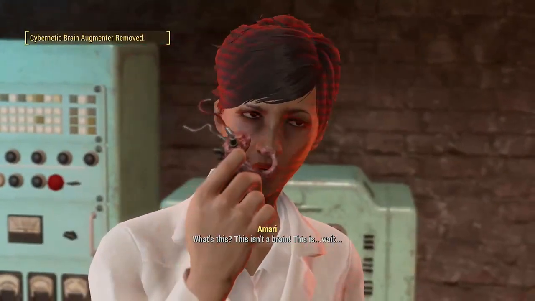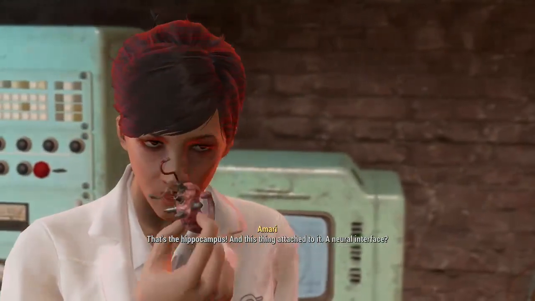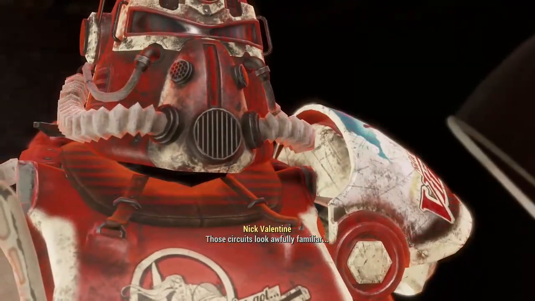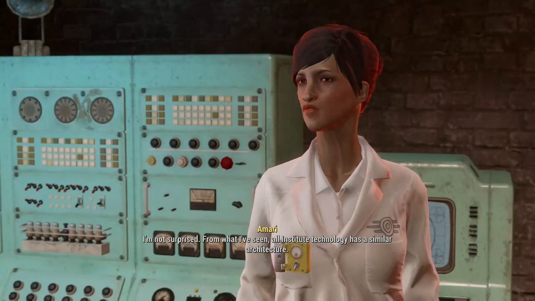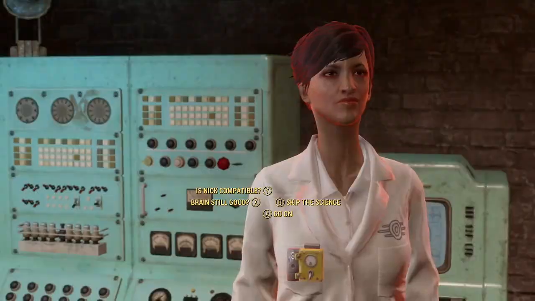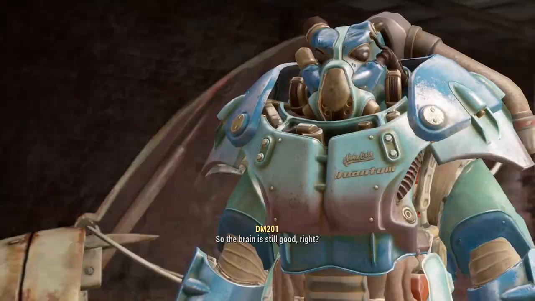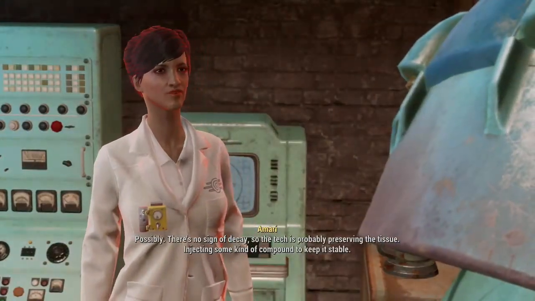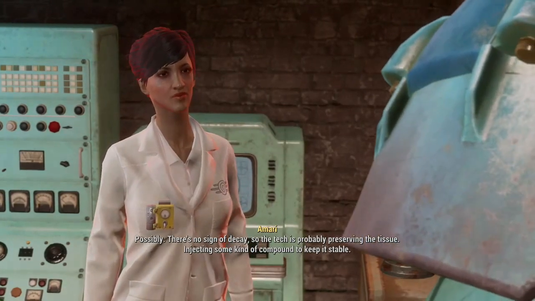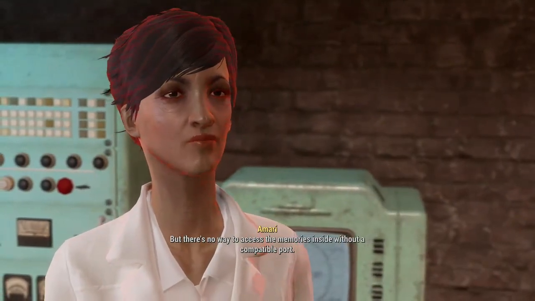What's this? This isn't a brain. This is... Wait, that's the hippocampus. And this thing attached to it? A neural interface? Those circuits look awfully familiar. I'm not surprised. From what I've seen, all Institute technology has a similar architecture. So the brain is still good, right? Possibly. There's no sign of decay, so the tech is probably preserving the tissue, injecting some kind of compound to keep it stable. But there's no way to access the memories inside without a compatible port.